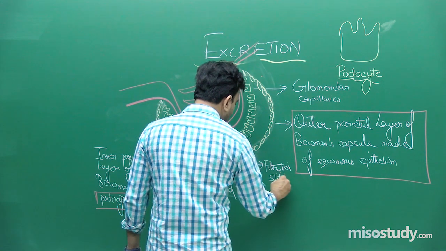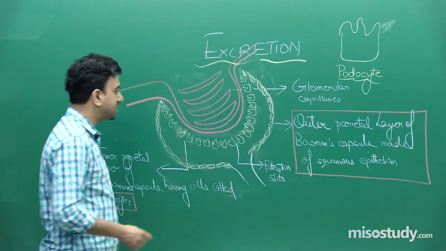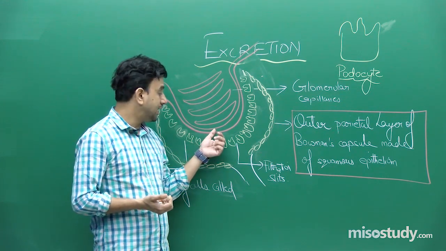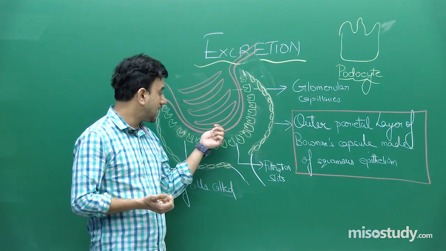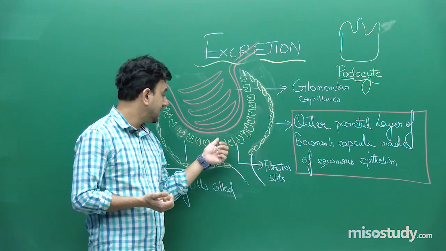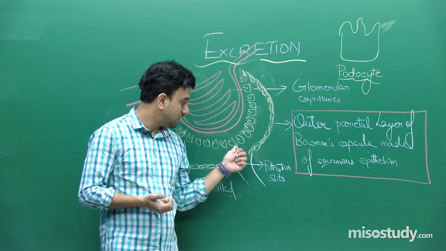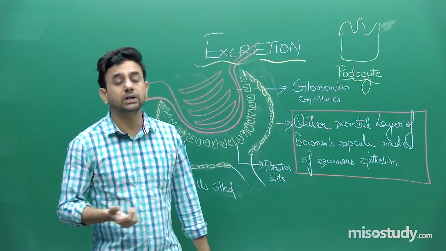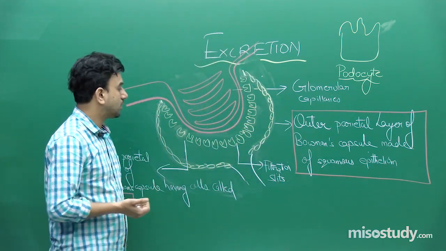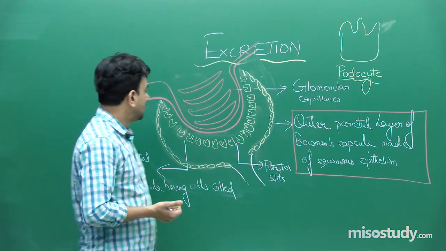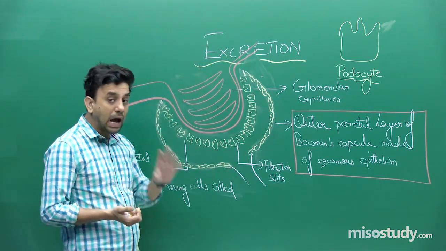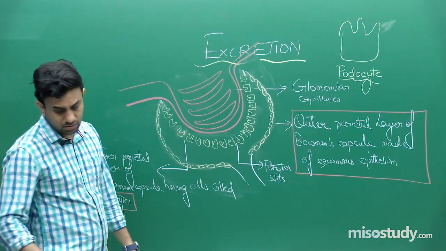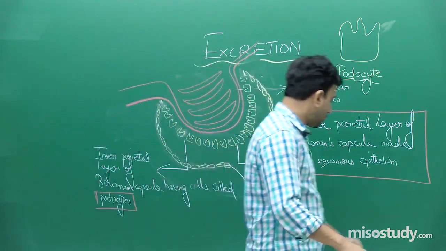Now why are these filtration slits present? So that when the filtrate comes out from these capillaries, it can get into this space and continue into the proximal convoluted tubule and further into the loop of Henle. So this is how the whole thing works.